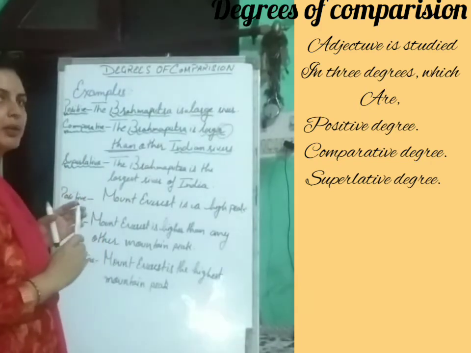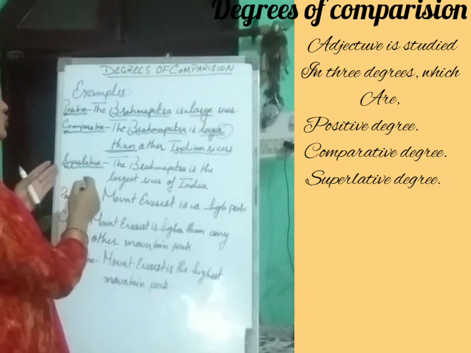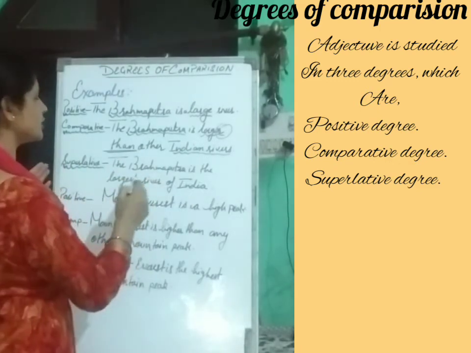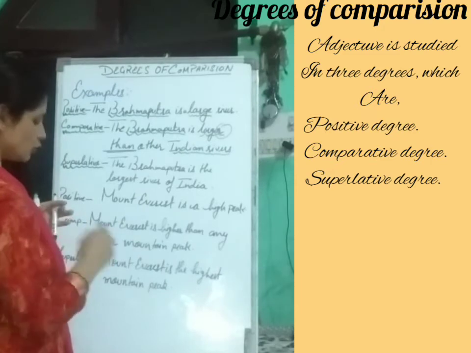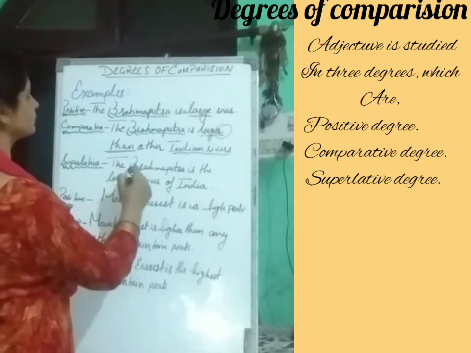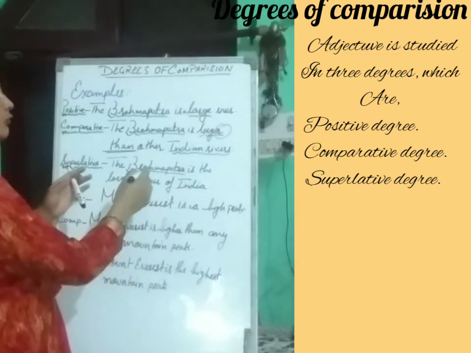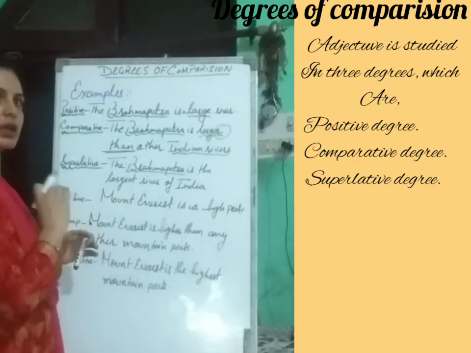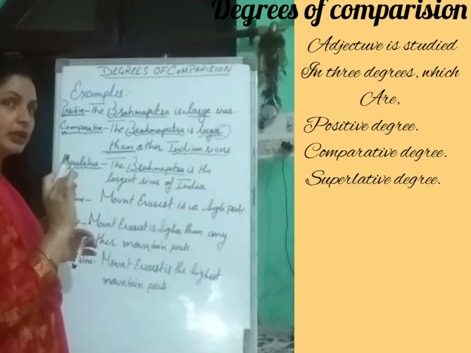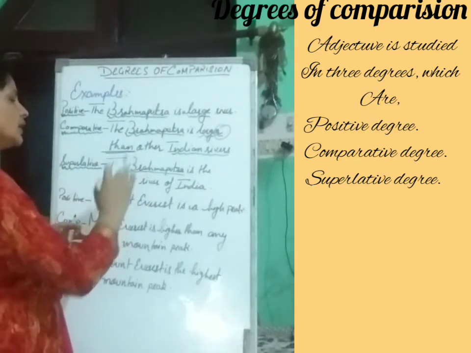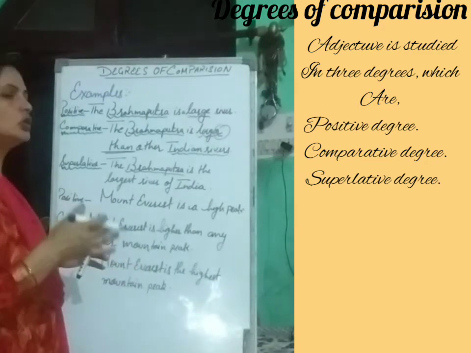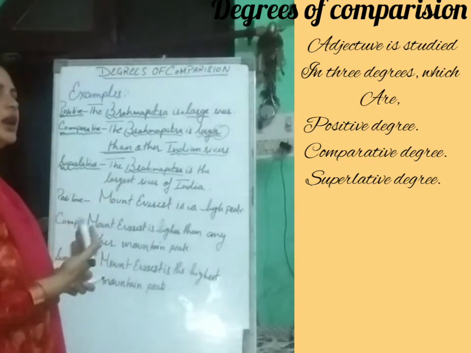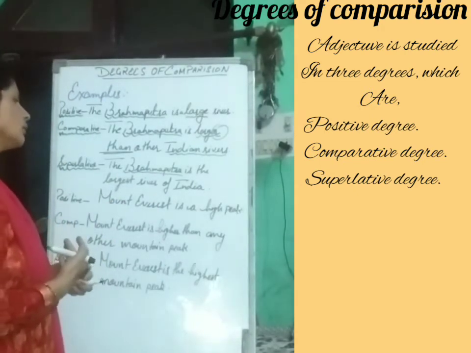Because it is a matter of comparison. Then in superlative degree, children, this is the example of superlative: the Brahmaputra is the largest river of India. So here Brahmaputra is a noun, and we find out that Brahmaputra is the superior one. Superior in the sense that it has the greatest volume of water, and it flows through the largest area.